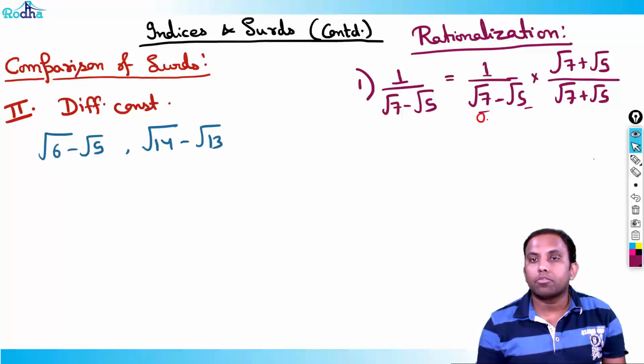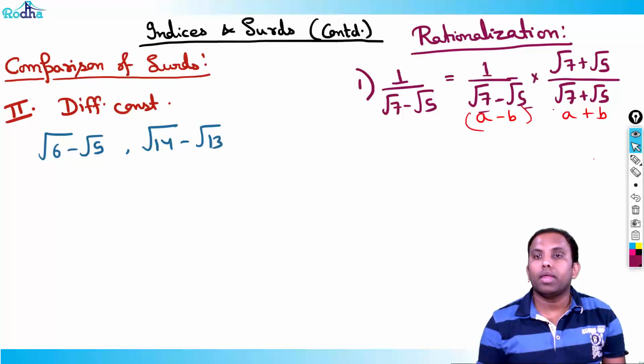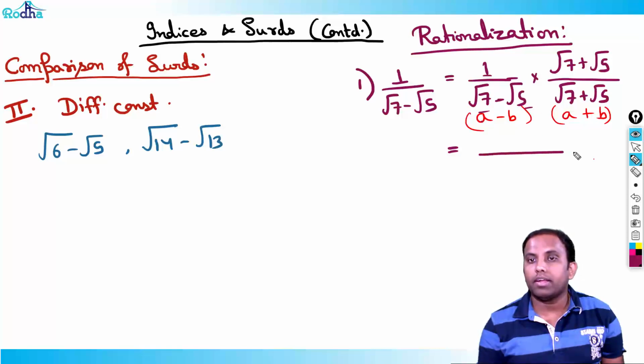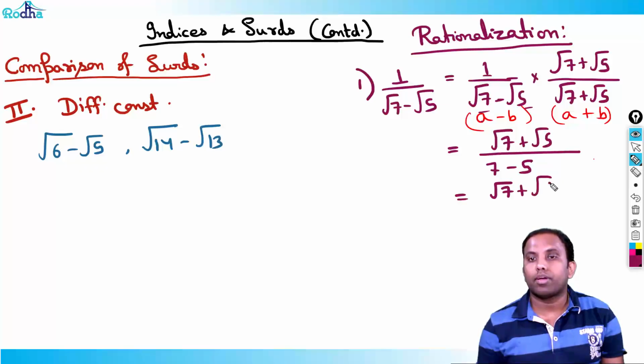So after rationalizing, what we'll get here is, because this is A minus B and this is A plus B, A minus B into A plus B is always A square minus B square. So in the denominator, what will I get? Root 7 square is 7, root 5 square is 5. 7 minus 5 is 2. So I'll get 7 minus 5. And in numerator, what will I get? Root 7 plus root 5. That is root 7 plus root 5 by 2.